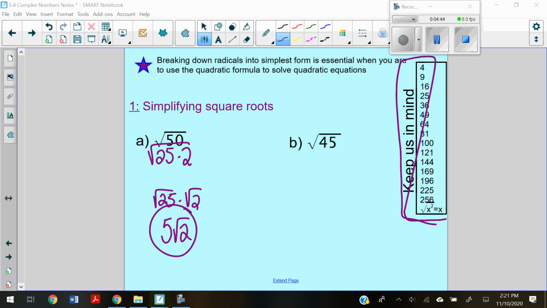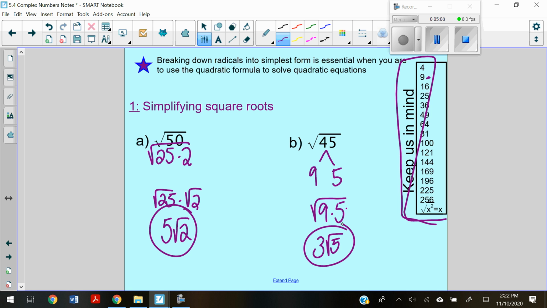All right. 45. So I'm looking for the largest perfect square I can divide out. I see I have 9 there, and nothing else is going to divide evenly. So 9 and 5. So I'm going to do square root of 9 times 5, and we end up with 3 square root of 5.